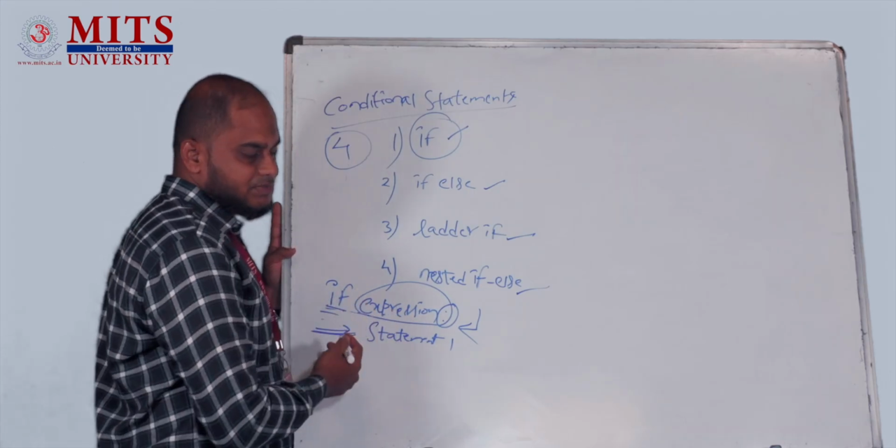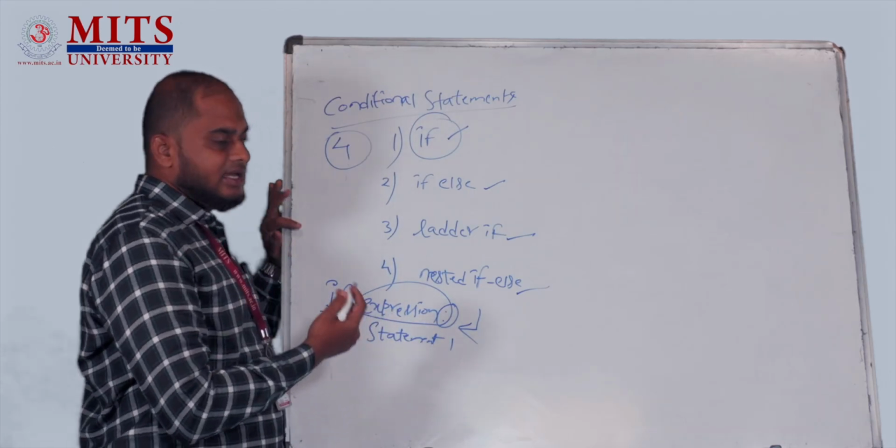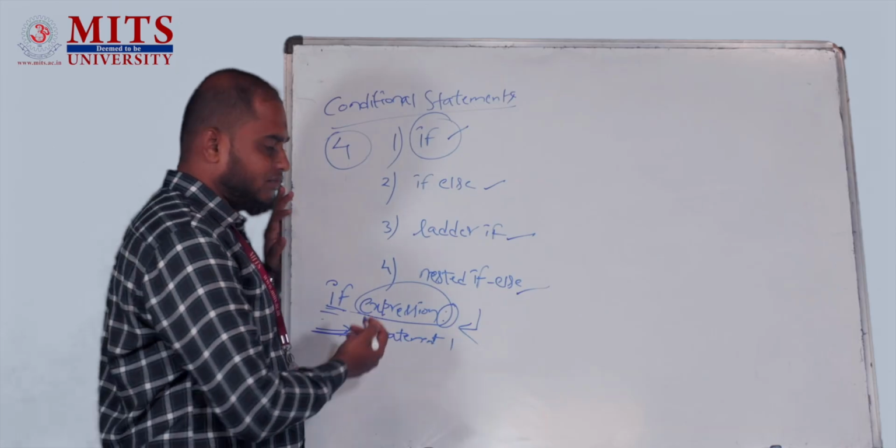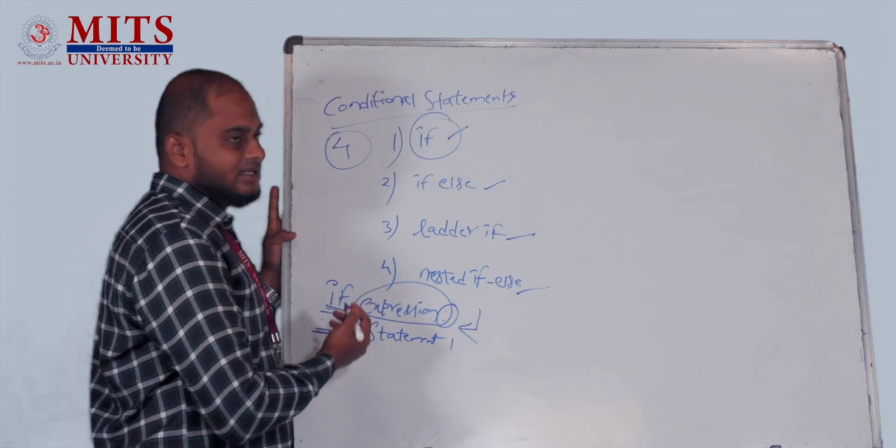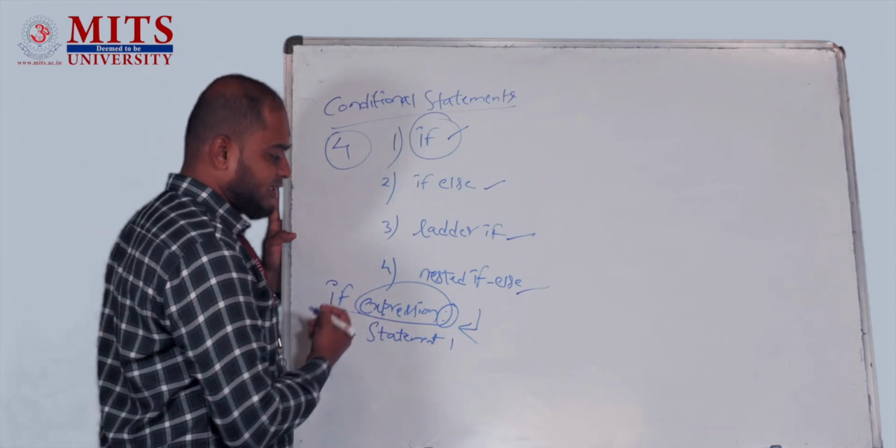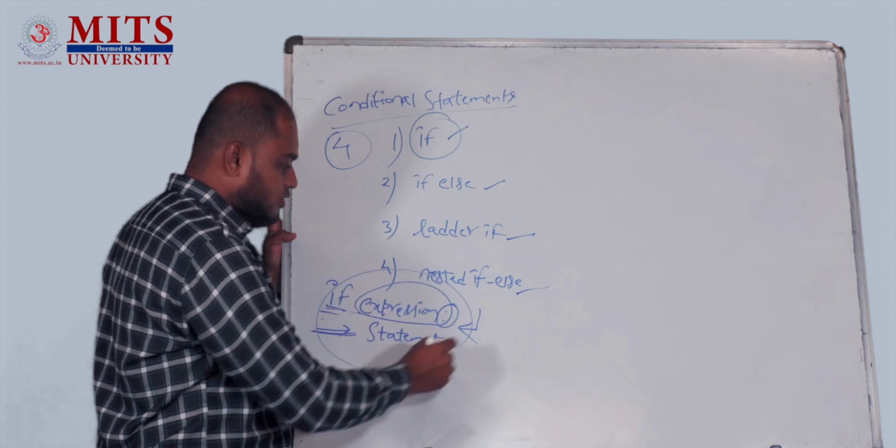Here we take either relational expressions or logical expressions. A logical expression may be like a greater than b and a greater than c. For a relational expression, we can take n greater than 0, and different types of expressions like that. And this block is called the true block.